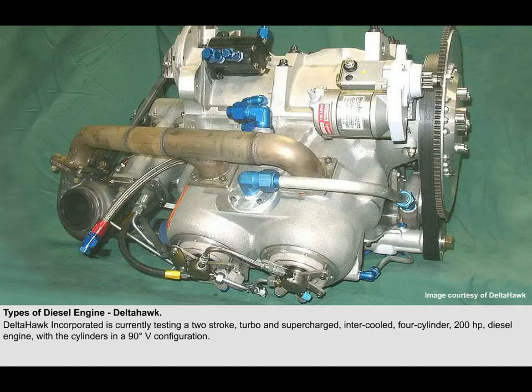Delta Hawk Incorporated is currently testing a 2-stroke turbo and supercharged, intercooled 4-cylinder, 200 horsepower diesel engine with the cylinders in a 90-degree V configuration. The V-cylinder configuration can be more compact and lighter than opposed configurations.